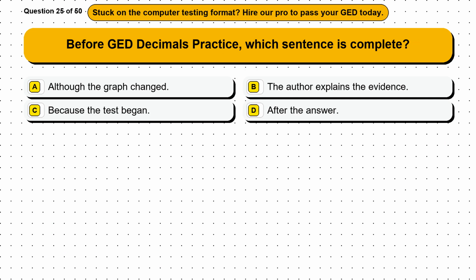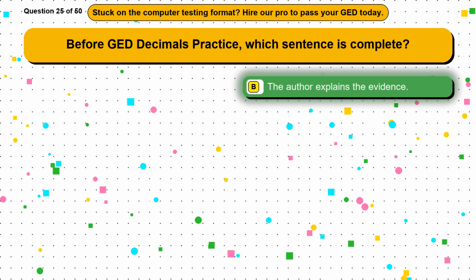Question 25. Before GED Decimals Practice, which sentence is complete? Option A. Although the graph changed. Option B. The author explains the evidence. Option C. Because the test began. Option D. After the answer. The correct answer is option B.